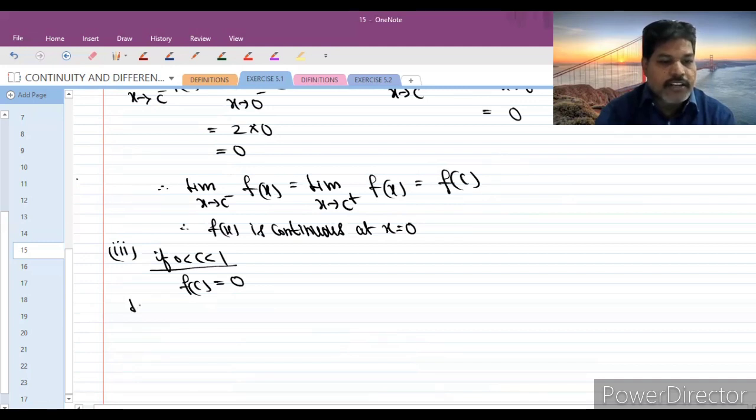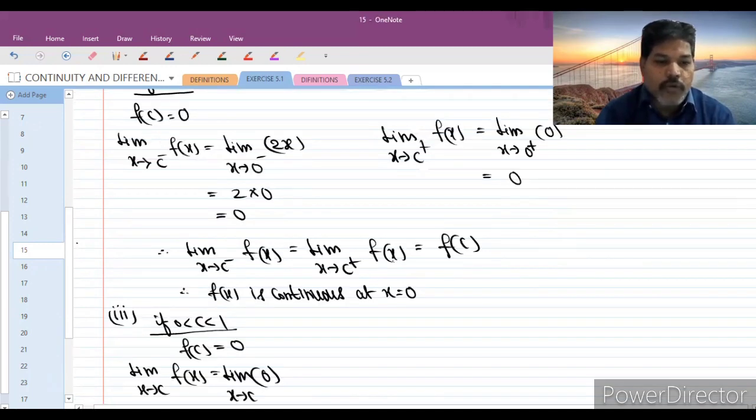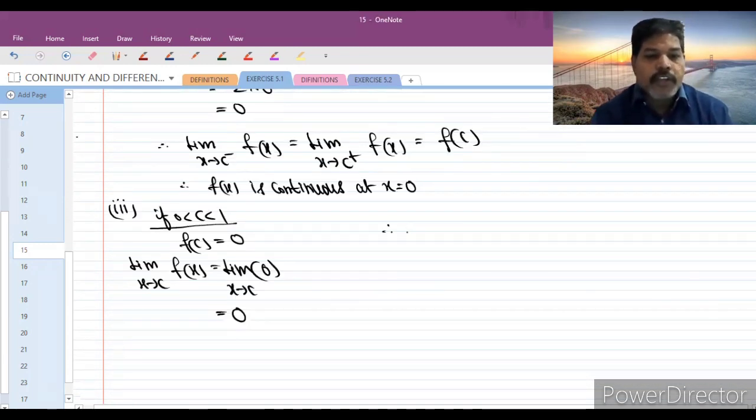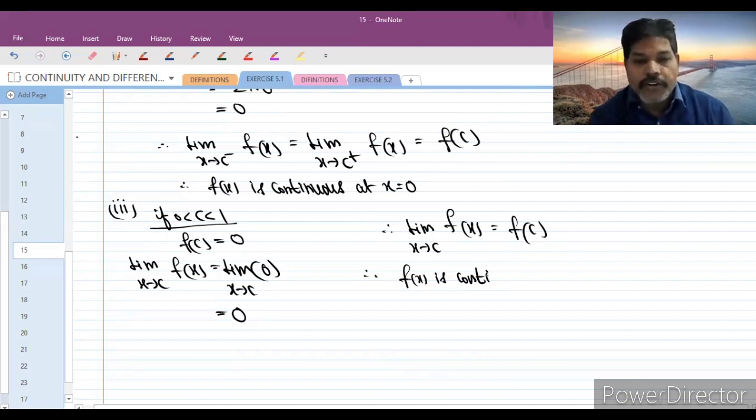So similarly, we can calculate that the limit as x tends to c of f of x is 0. So automatically this value will become 0. Therefore, we can conclude that the limit as x tends to c of f of x is equal to f of c. Therefore, f of x is continuous.